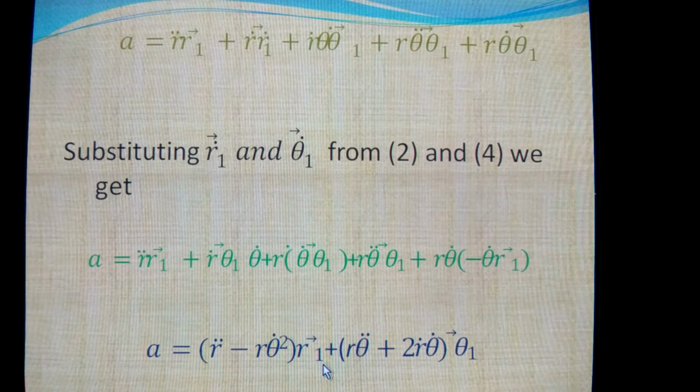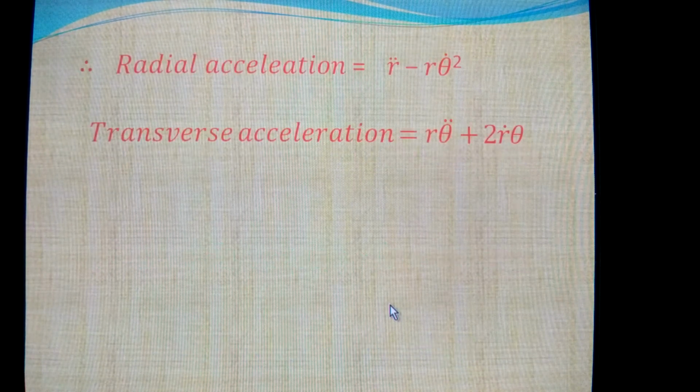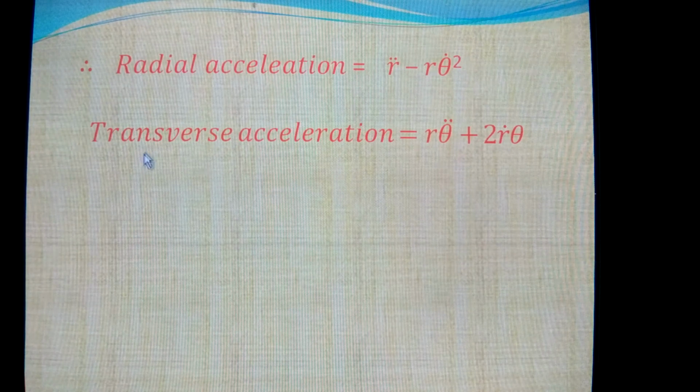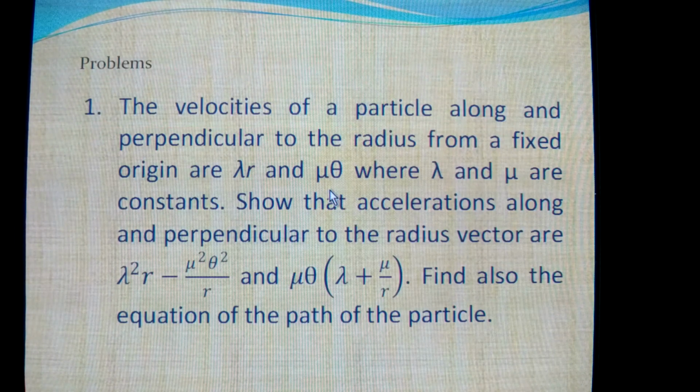Now the coefficient of r1 bar is called radial acceleration, and the coefficient of theta 1 bar is called transverse acceleration. So radial acceleration is equal to r double dot minus r theta dot square, and transverse acceleration is equal to r theta double dot plus 2 r dot theta dot.